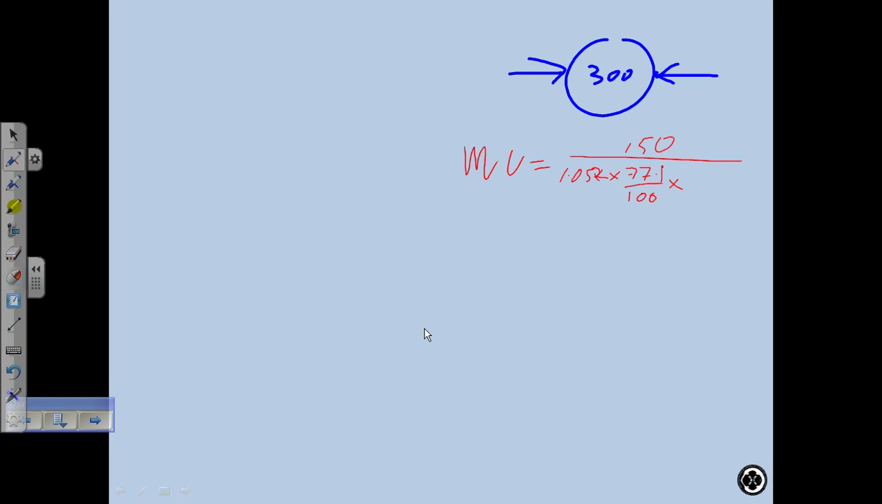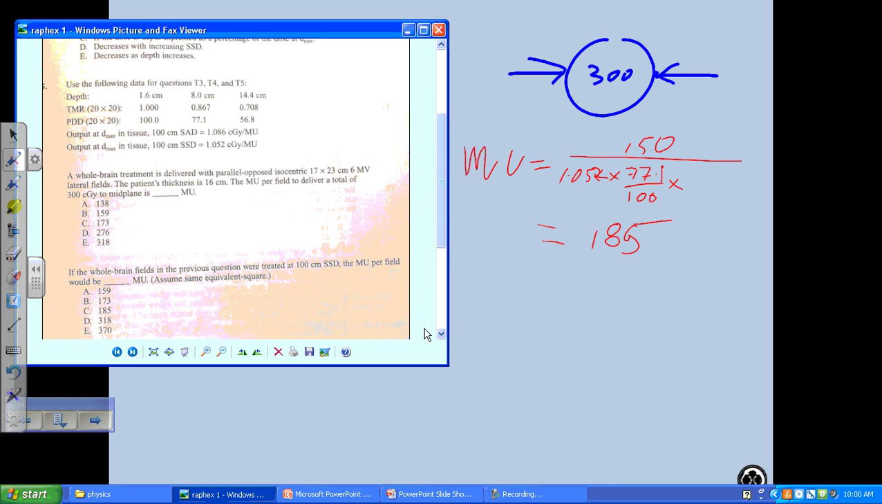We're going to assume that the dose rate takes that into account. Right. What about inverse square? That's it. It's all in there, right? Yeah. Okay. Well, what's that? It's 185. And that corresponds to C. So T4C is correct. Okay, next one. Doing good. Okay, next one. Scroll down. Let's see your notes.